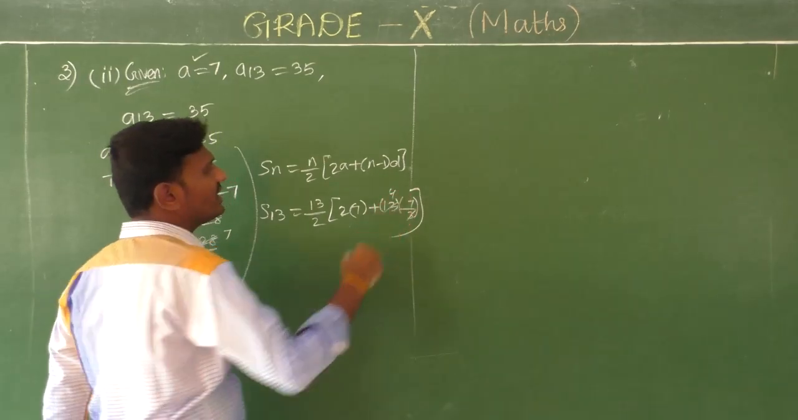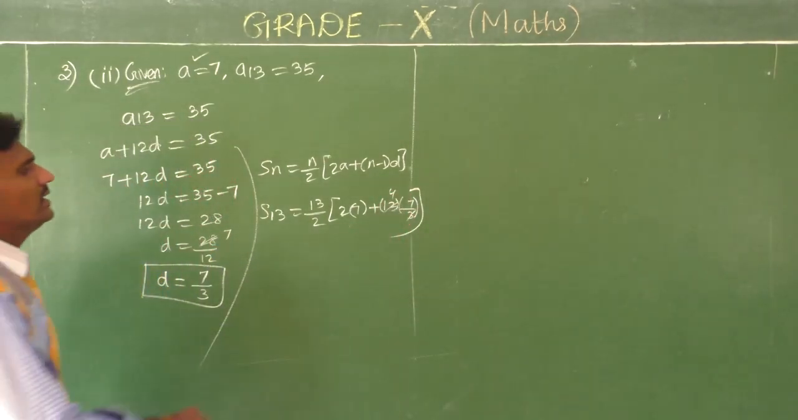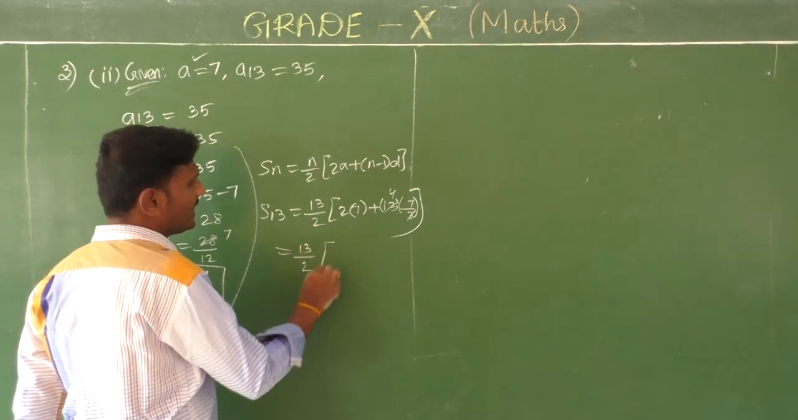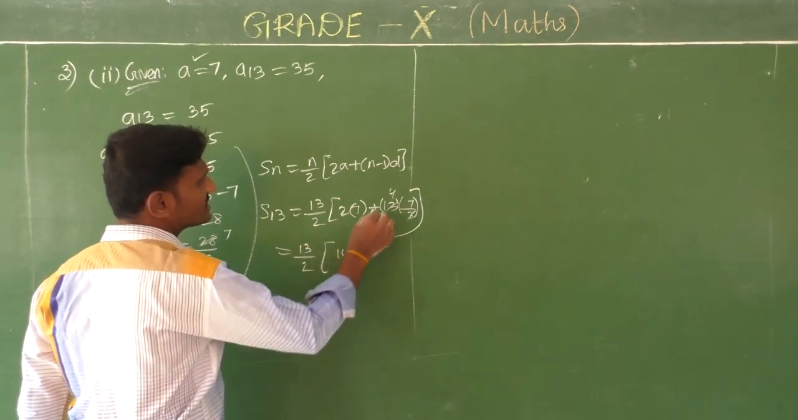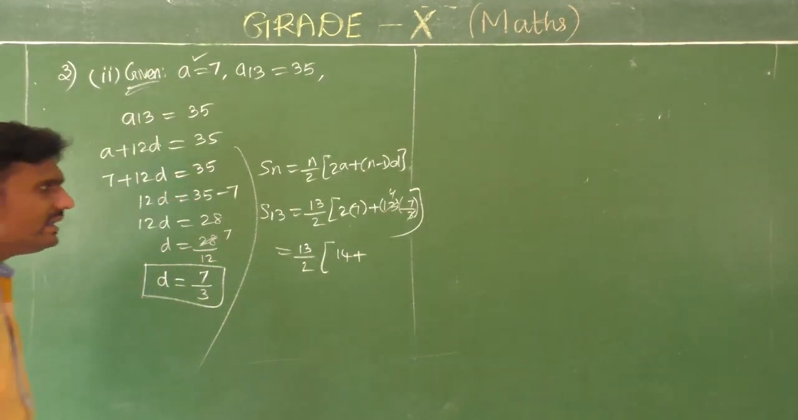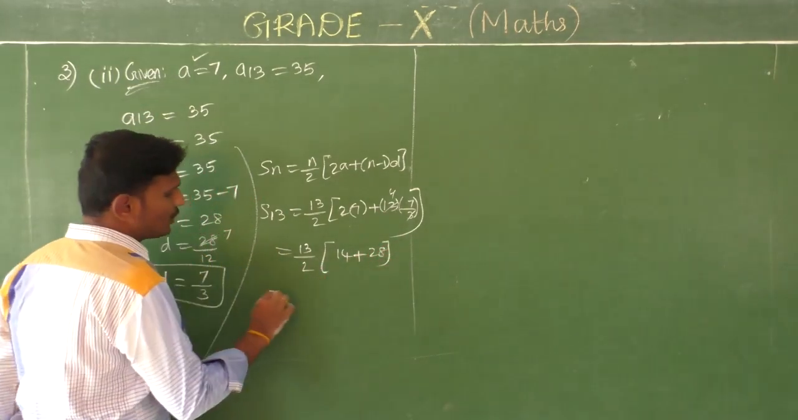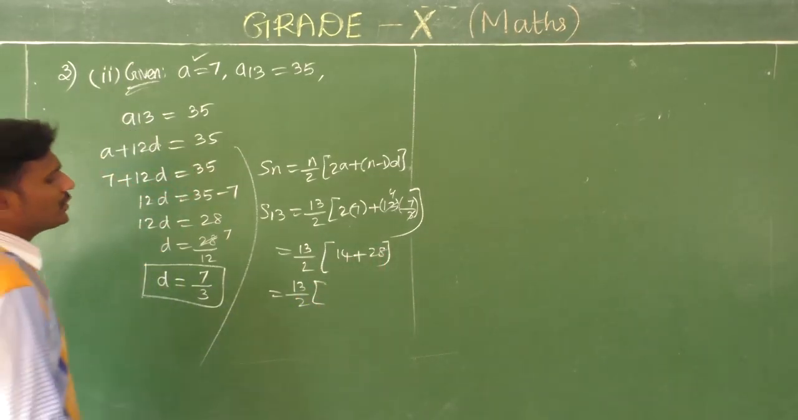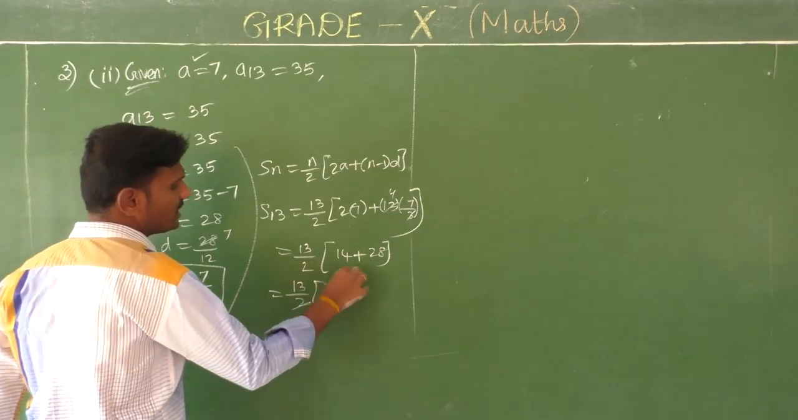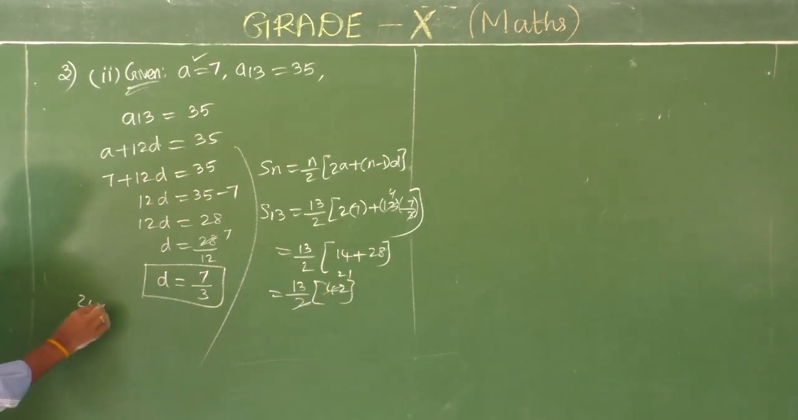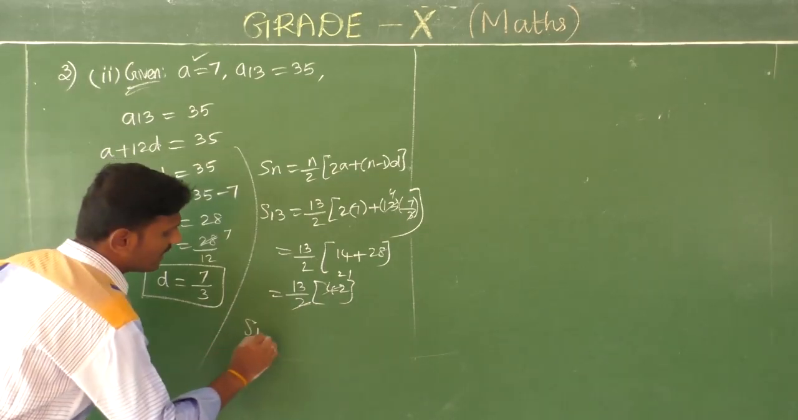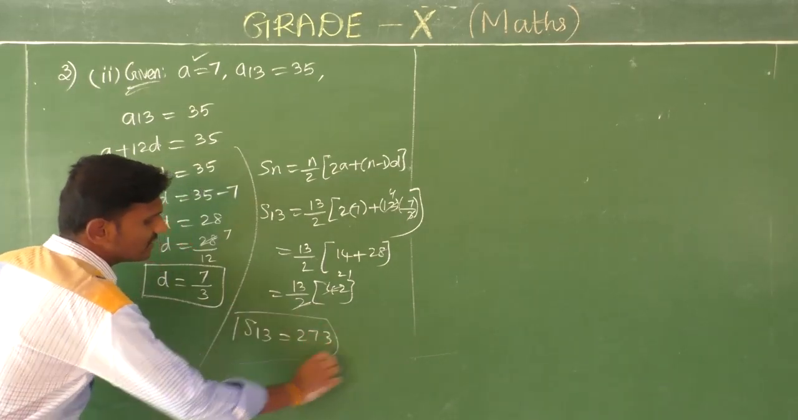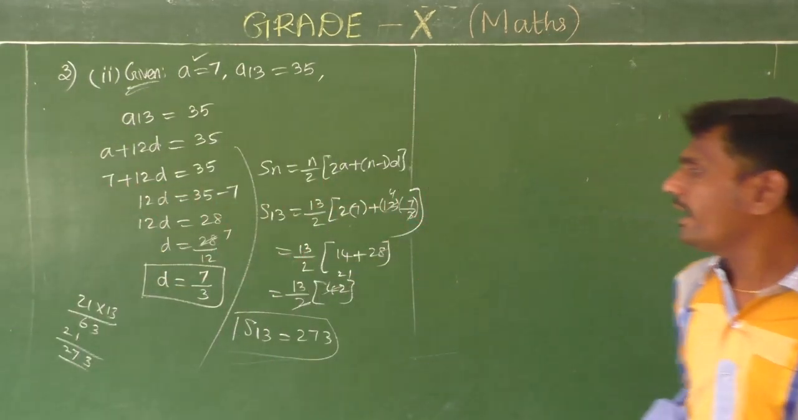Now simplification: 12 by 3 is 4. 13 by 2 you can't divide, so keep it the same. 7 2s are 14 plus 4 7s are 28. So add and what will come? 13 by 2 into 42. Now simplify: 21. Now multiply 21 into 13. 1 3s are 3, 2 3s are 6, so the value of S13 is equal to 273. Have you got it, children?